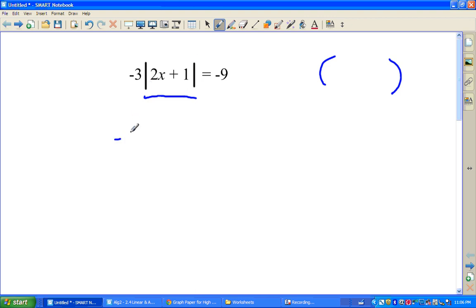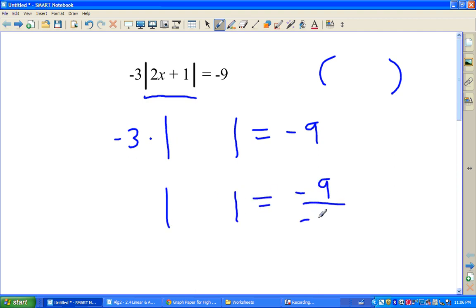If this is minus 3 times whatever's in the absolute value sign, we want to divide by minus 3 to get rid of it. So when we divide both sides by minus 3, I'm left with this, and I get a minus 9 over a minus 3, which, minus divided by minus gives me a plus, 9 divided by 3 gives me a 3. So now I have a new equation.